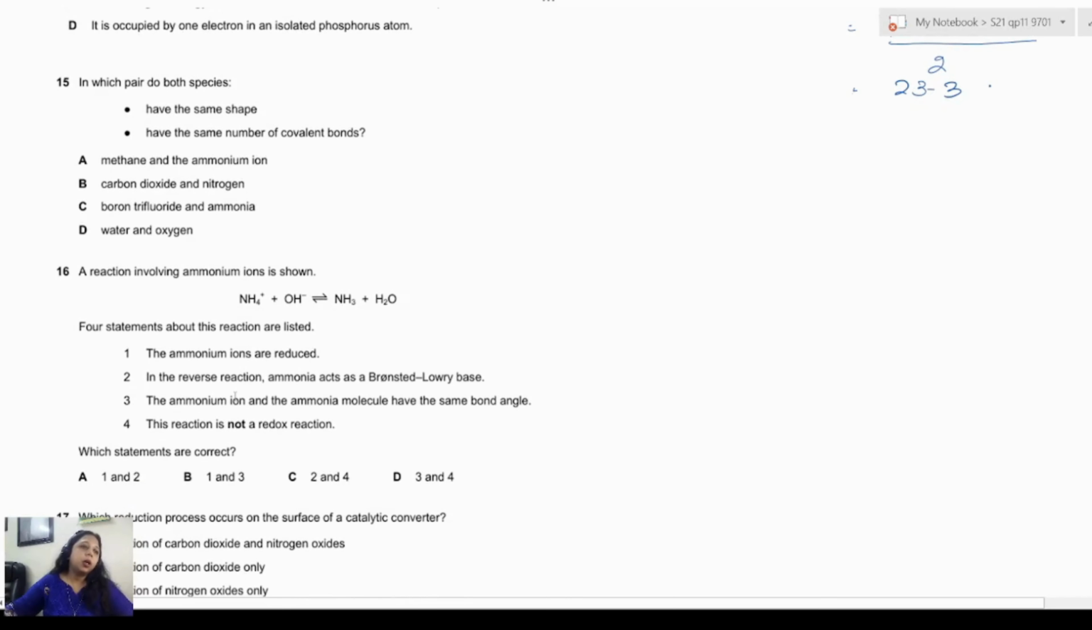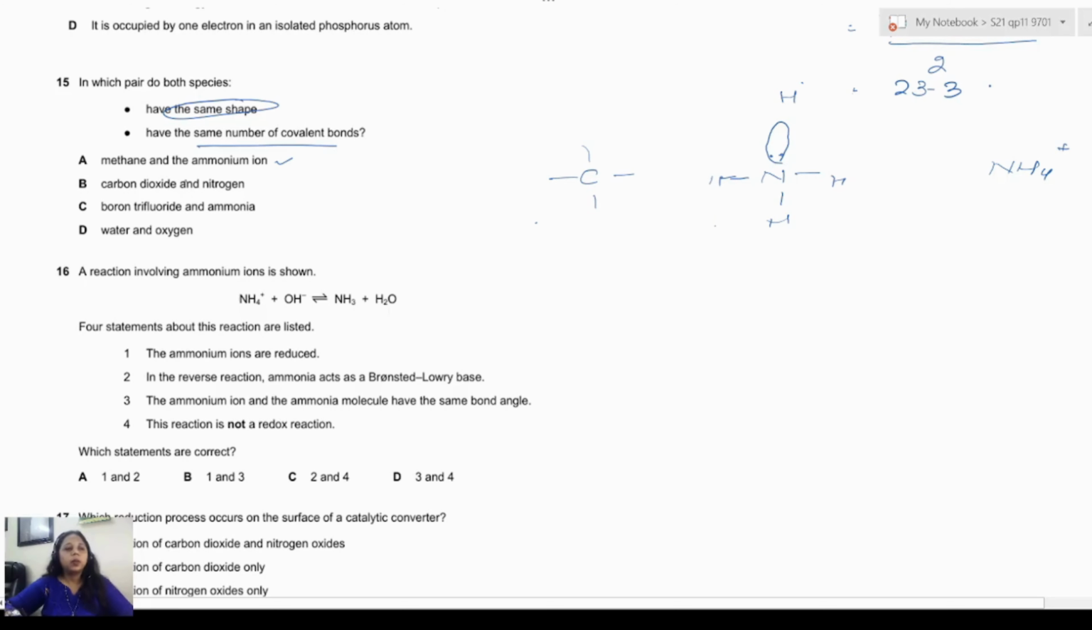In which pair do both species have the same shape, and the same number of covalent bonds? Let's start with methane. There are hydrogens on the four sides and the shape is like this. Then ammonium. Now it is not NH3, it is NH4+, so there would be a coordinate covalent bond in this one. So we have N with 3 hydrogen bonds, and this electron pair forms a coordinate covalent bond shared with another hydrogen. So the shape of methane and ammonium is similar. So this one is correct.